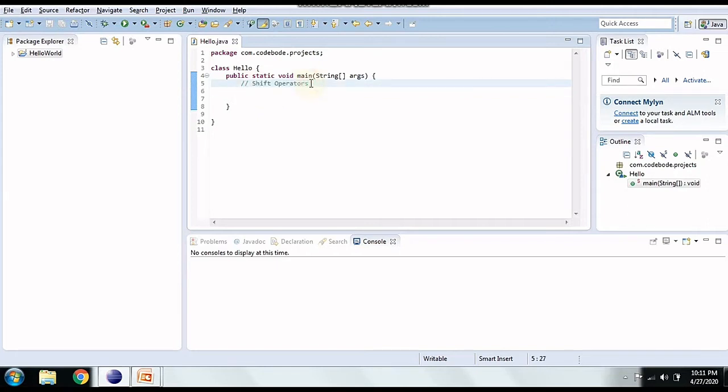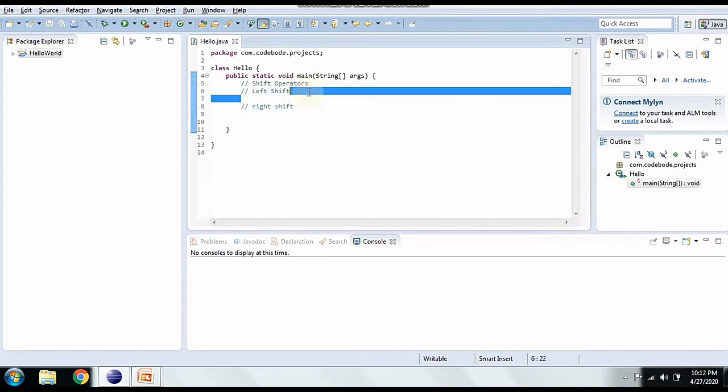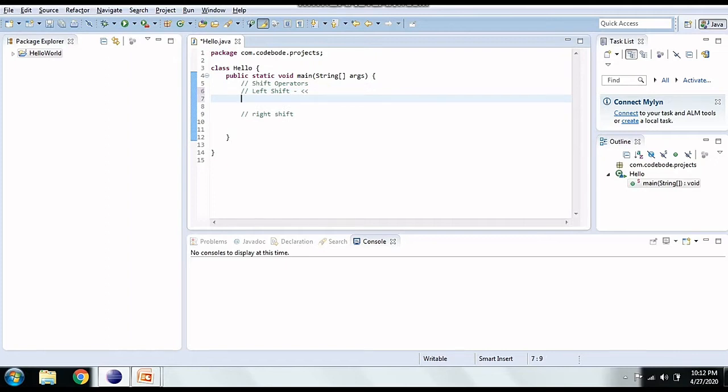Again there are two types, left shift, right shift. So first we will see left shift operators. Now left shift operators are denoted by two angle brackets as such. The left shift operator shifts the value of a variable or a number by given bits. Let's take an example to understand this.